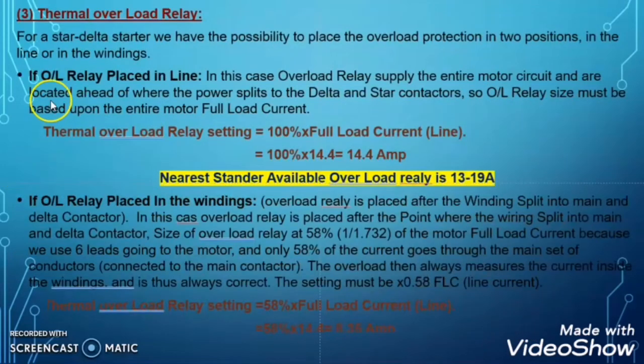Now let us move further to the sizing, or calculating the rating, of the thermal overload relay. Here we have two cases also. What are those two cases? That is, if the overload relay is placed in the line, and if the overload relay is placed in the winding. What does it mean? Let me explain to you.